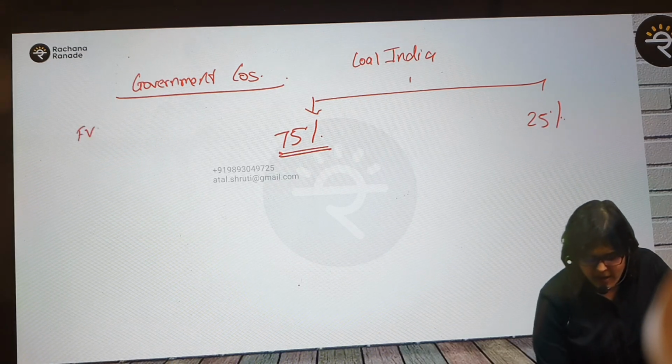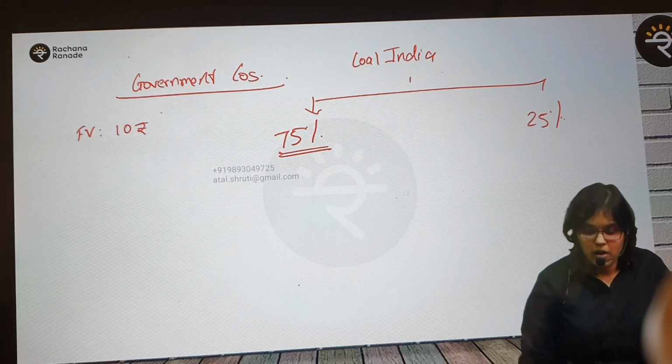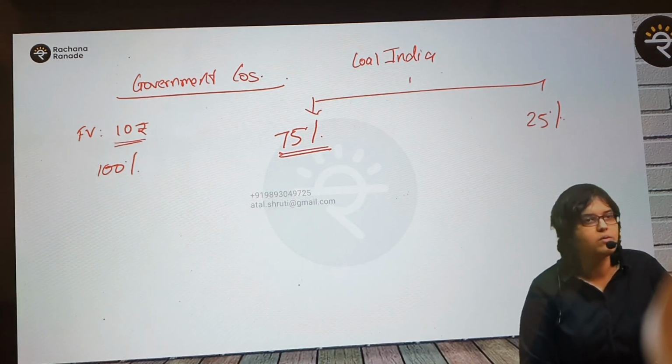Assume that the face value of Coal India is 10 rupees, I can't recall exactly, whatever it is. Now if even 100% dividend is declared on 10 rupees, how much dividend is declared? 10.